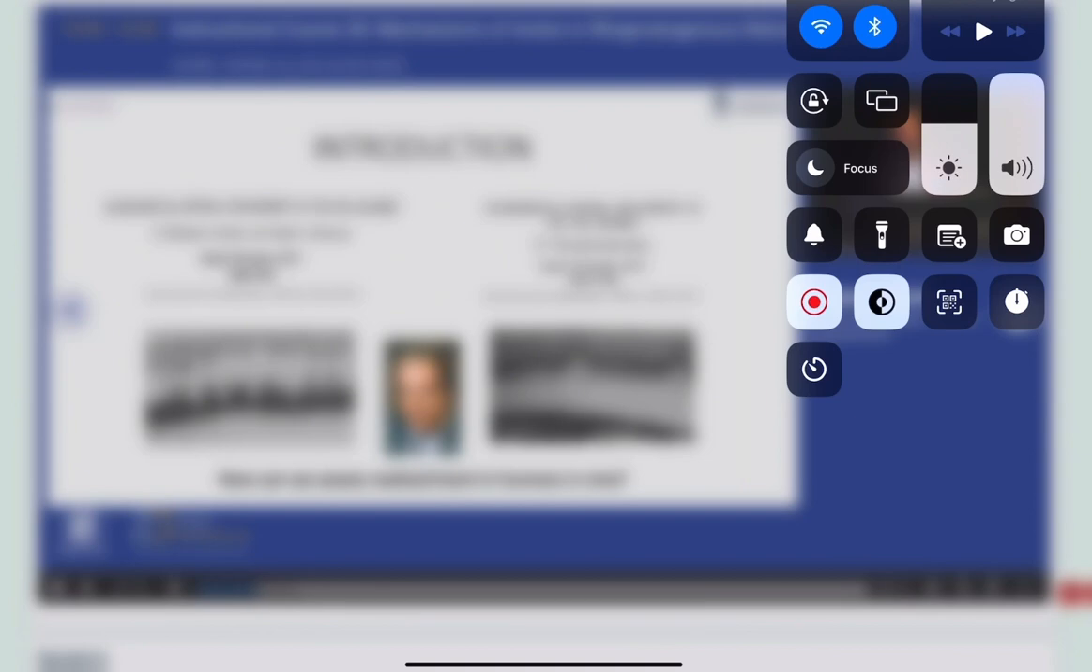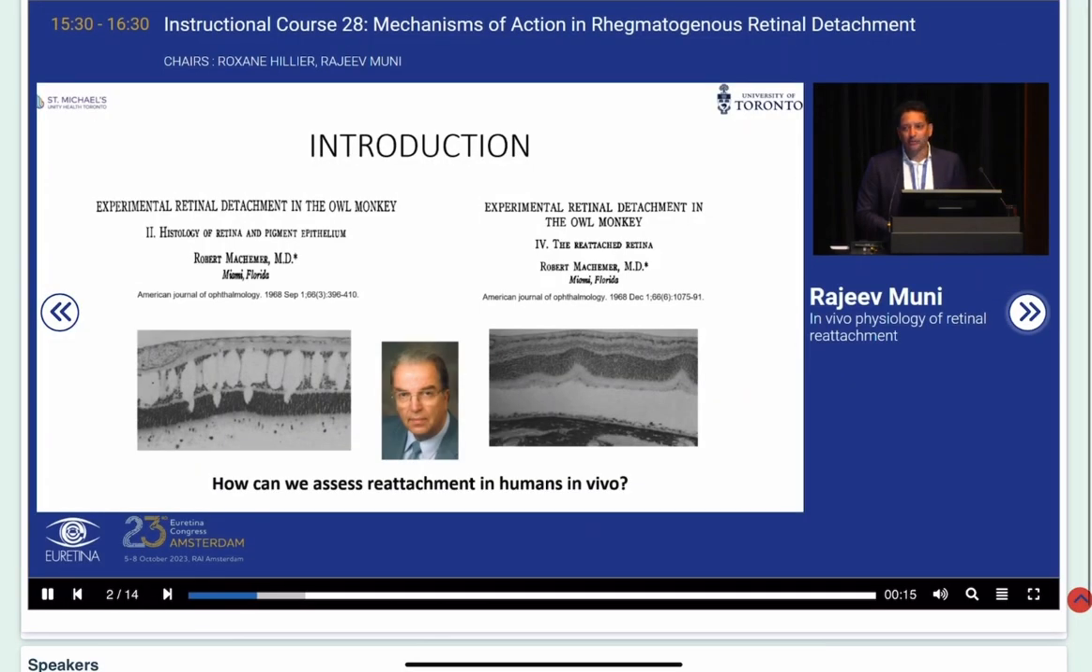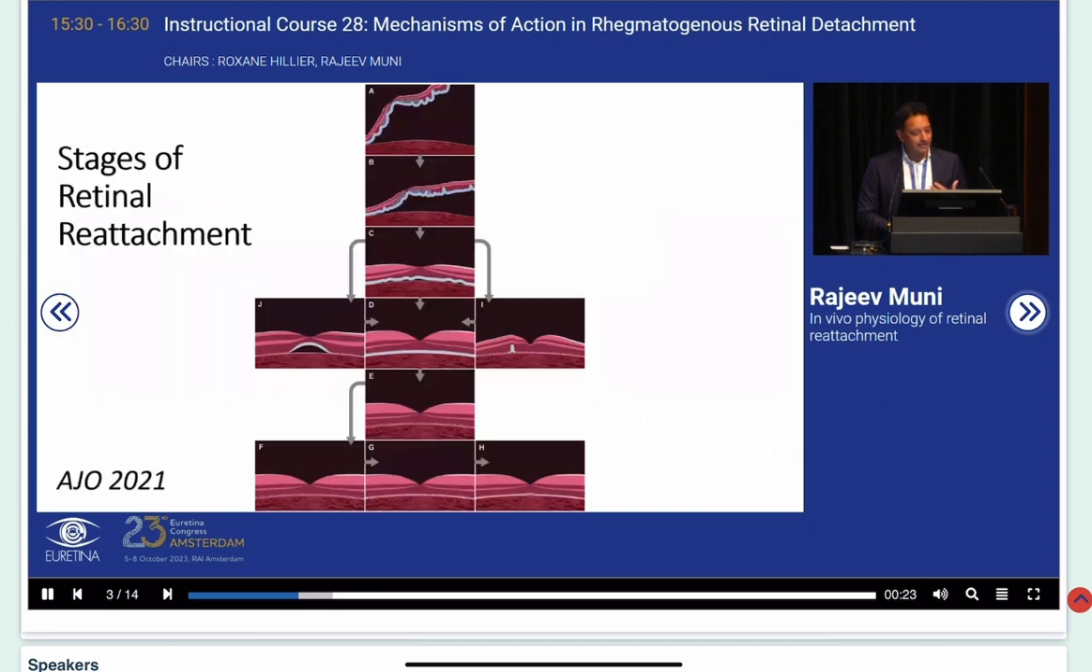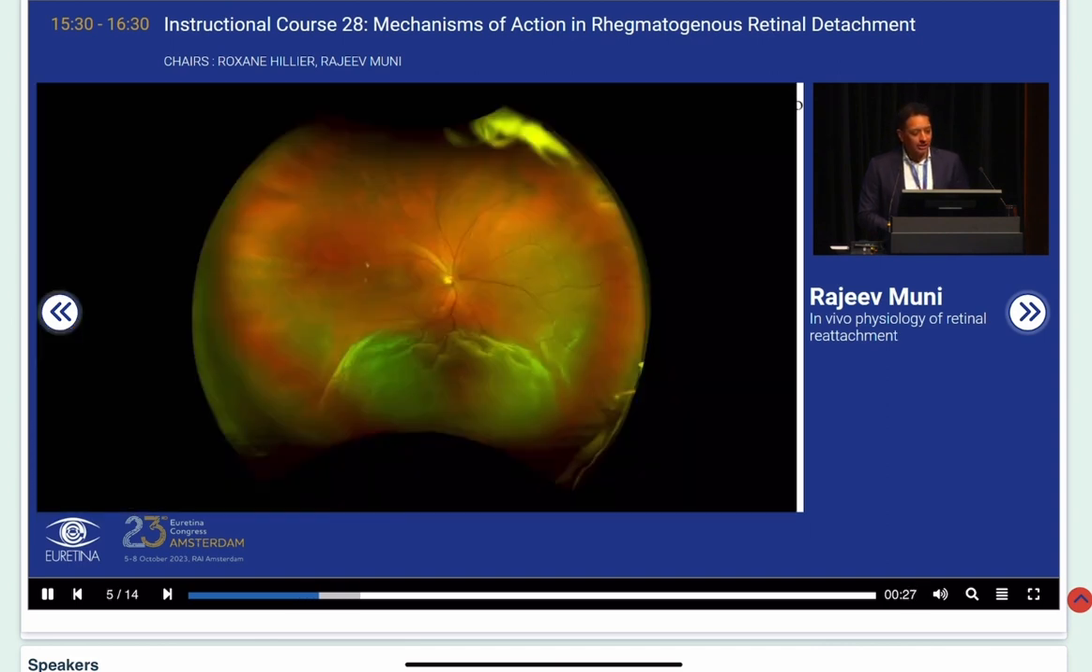Most of the information we have on this comes from studies done by Robert Machemer in the 1960s in owl monkeys. But because we do pneumatic retinopexy, we've been able to study reattachment in vivo in humans as it's occurring. And we've devised a staging system for how the retina reattaches over time.